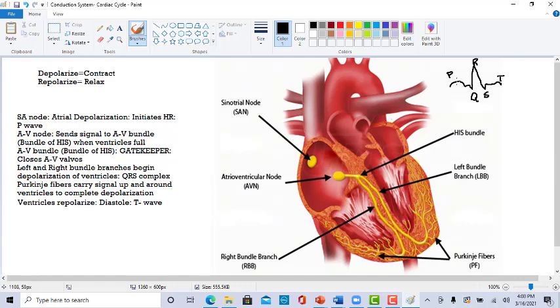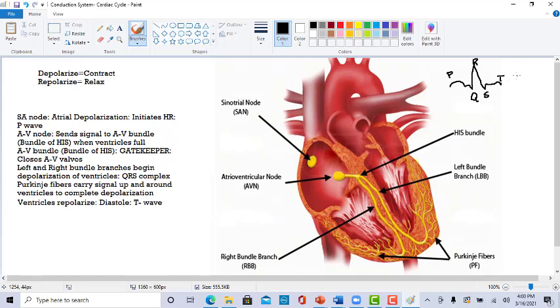And all you guys have to know about that is that your P wave is your atrial depolarization, which just means that both the atria are contracting. So your P wave is atrial depolarization or atrial contraction. You have your QRS complex, which is ventricular depolarization or ventricular contraction. And then you have your T wave, which is your ventricular repolarization.